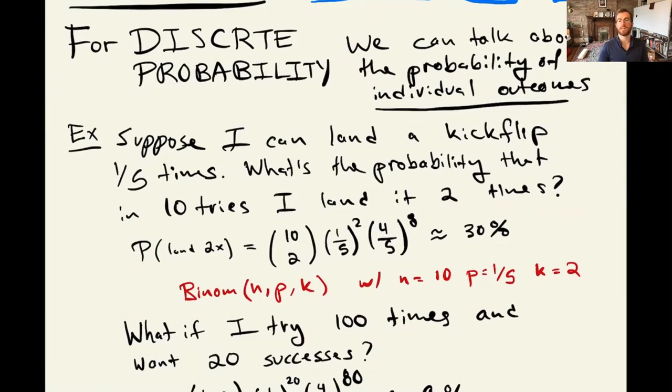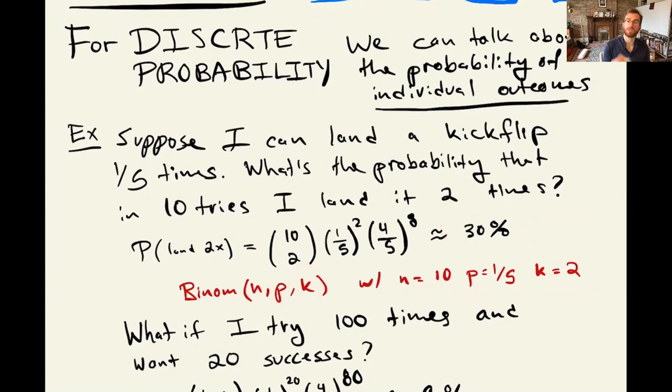All right, this is a classic example of a binomial random variable. I have a fixed number of tries, and I want to count the number of successes. The number of tries is n, the probability of success is p, and the number of successes is k. So I just need to plug into my formula with n equals 10, p equals 1/5, and k equals 2. When I do that, I get roughly 30%.